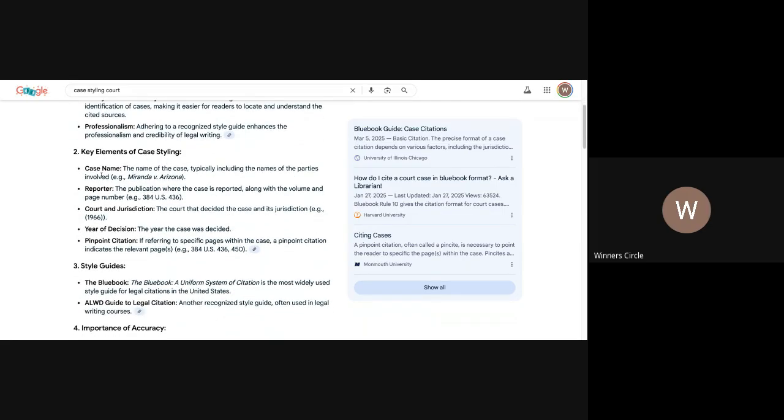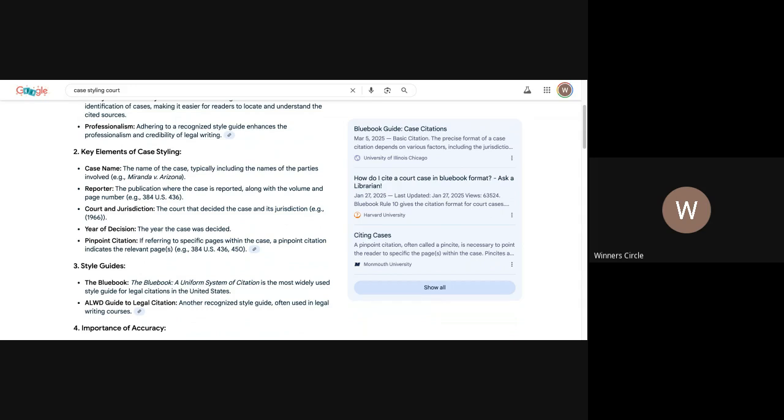Key elements of case styling. Case name. You're going to see this in a lot of cases. Miranda versus Arizona. The name of the case, typically including the name of the parties involved. Reporter, the publication where the case is reported along with the volume and page number. So a lot of you guys don't know that these cases have to be recorded. So you can ask them, where's the volume and page number? You can ask this under discovery if you want to know. And if they cannot prove that this case is recorded, you're being fleeced. I'm telling you some invaluable information. So a lot of people don't know that this has to be recorded too.